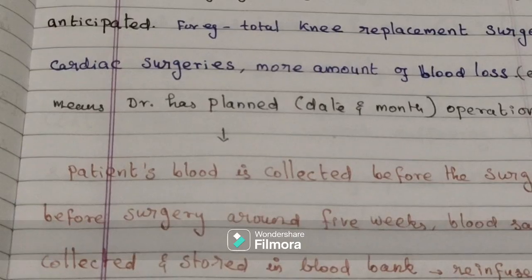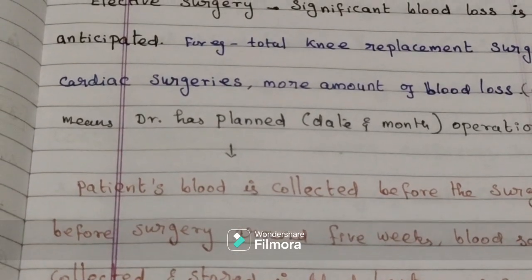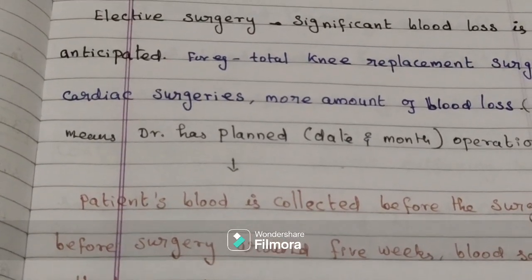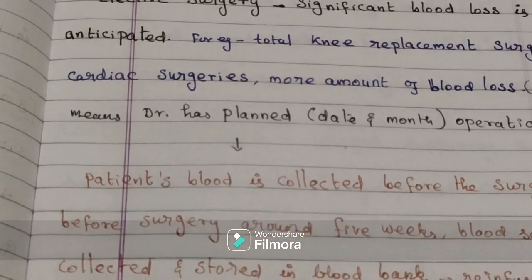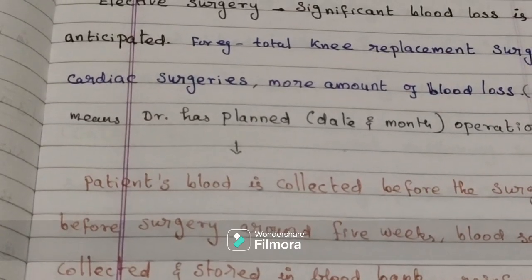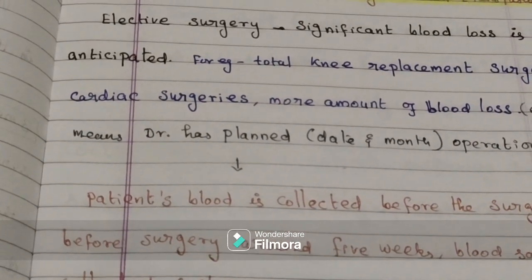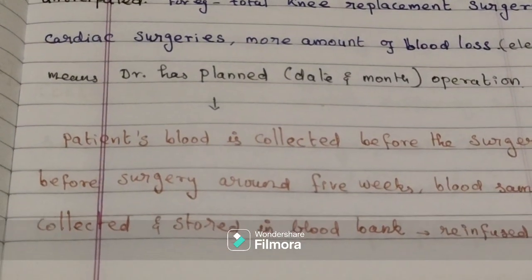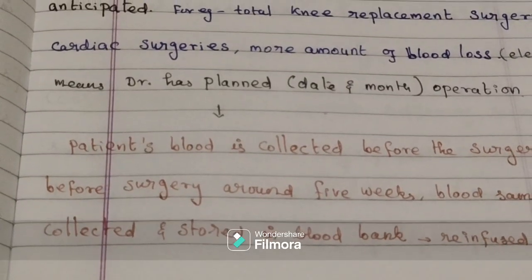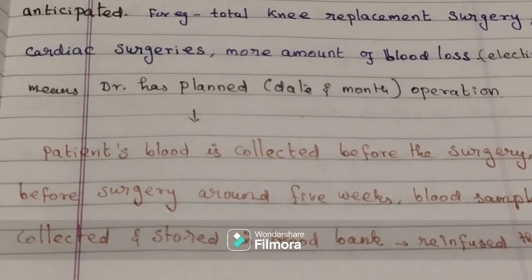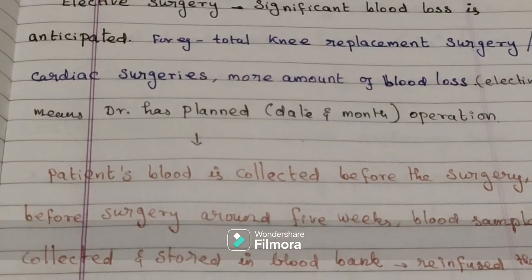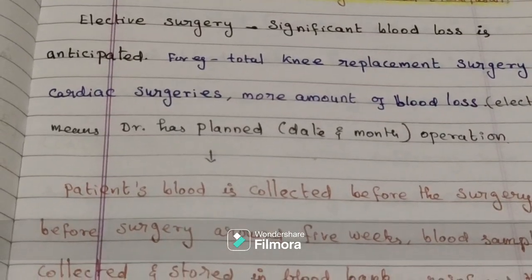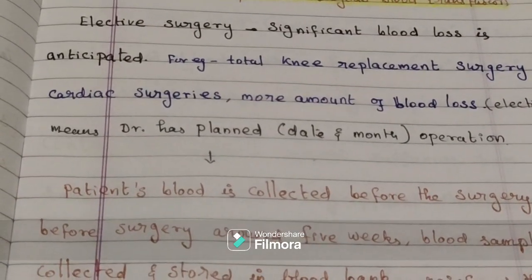How much time before surgery? Around 5 weeks before surgery the patient's blood sample is collected. The sample is stored in a blood bank, because you are collecting 1 month, 5 weeks, before the surgery. So how to keep that blood in the blood bank, and when the date comes and surgery is performed, or during the time of surgery, the blood is reinfused back to that patient.